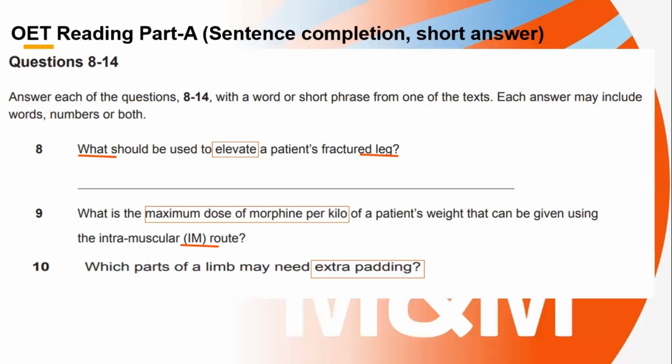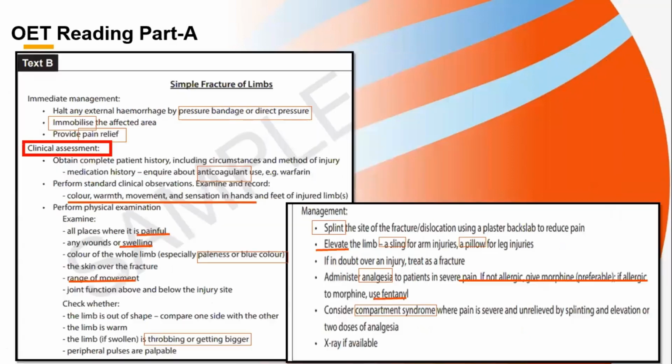Now, these are the next type of question. These are the word or short phrase. You have to write down the word or short phrase, kind of sentence completion, right? What should be used to alleviate a patient's fractured leg? For this question, after reading it, if it gives you a clue that it was in, let's say, text A, B, C, we will attempt this question. But if it doesn't give you a clue, then we will not attempt this question, but we will move on. If it gives you a clue and you remember the answer, it's better to write down the answer. But if you don't remember, you will go to the question part.